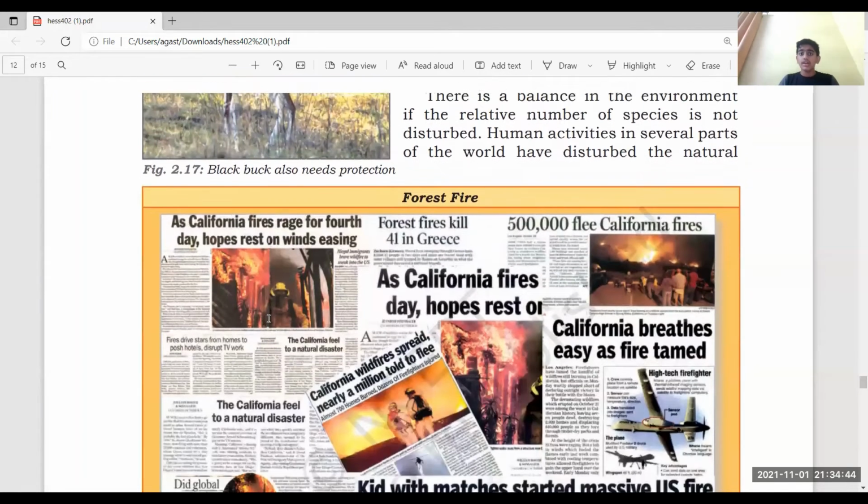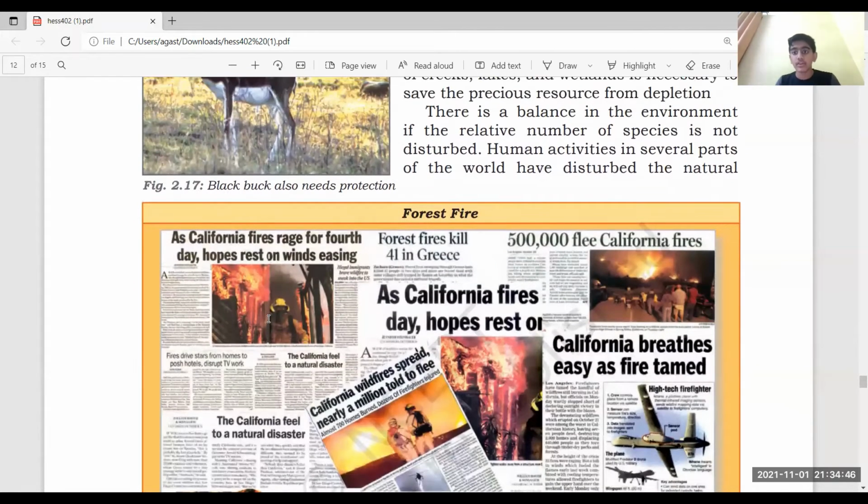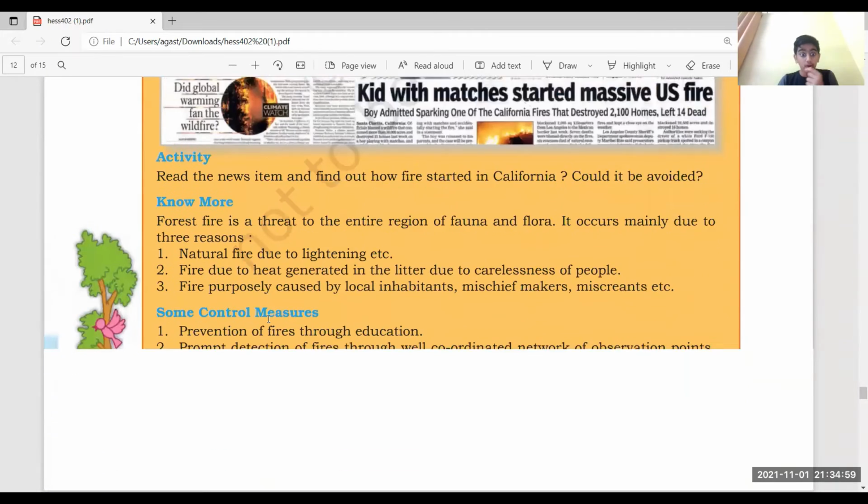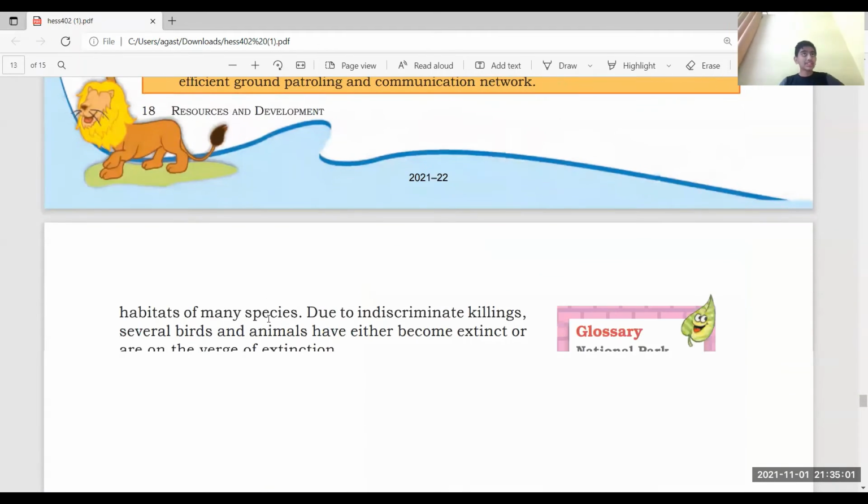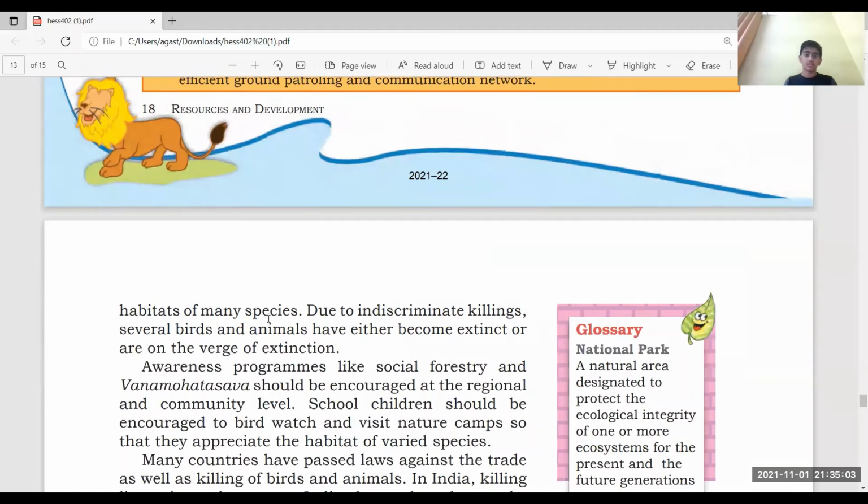Now, of course, when we talk about balance in the environment, it could be disturbed even if one species becomes extinct. When the dinosaur became extinct, there was some imbalance in the ecosystem, but it took a lot of time to overcome it. That's the reason humans might have been born. Some changes happen in this ecosystem, like we don't know, a few changes happen.